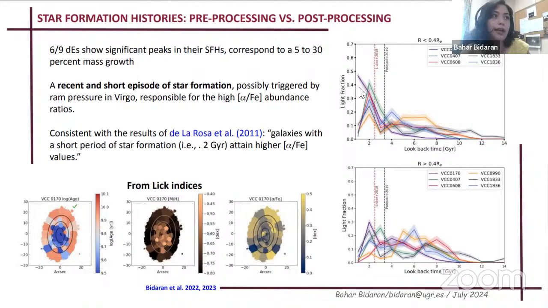So on the top, we are looking at the light fraction as a function of look-back time for the central part of the galaxy. And in the bottom, we are looking at the same thing for the outer skirts of the galaxy. And we found out that for 6 out of 9 dwarfs in our sample, they have experienced this enhanced star formation activity at or after their accretion onto the cluster Virgo. So here the vertical dashed lines are the two estimates of the average infall time from the simulation, Lister et al., and from the statistical method of Pasquale.